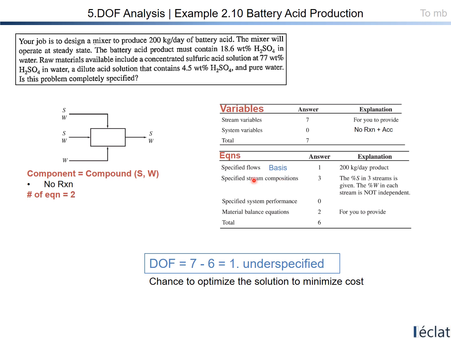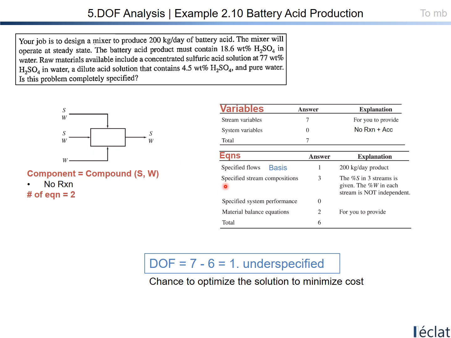Maybe you can think about the concentration of water. But in this case, we have assumed that we have only water in the third stream. So 100% water for the third input stream is not counted as a new or independent equation. So please check this sentence. The percent water in each stream is not independent. So you don't need to think about this one, this one, this one. Because after you have the information about the sulfuric acid composition, then you could calculate the content of water for each stream.